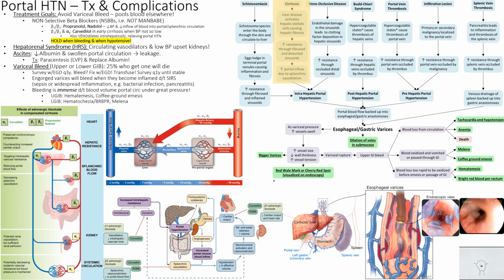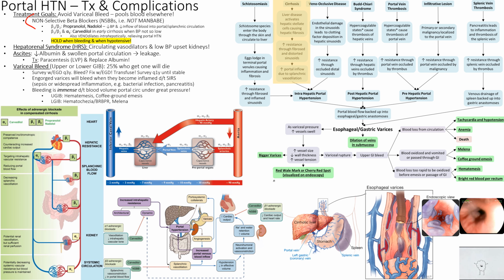So how do we do that? We can give non-selective beta blockers that are going to block beta 1, beta 2, and alpha receptors. And that means they are not what? They are not man-babes, right? Because man-babes are beta 1 specific. We want to fix the vessels, right? We want to prevent the vessels from vasodilating, right?